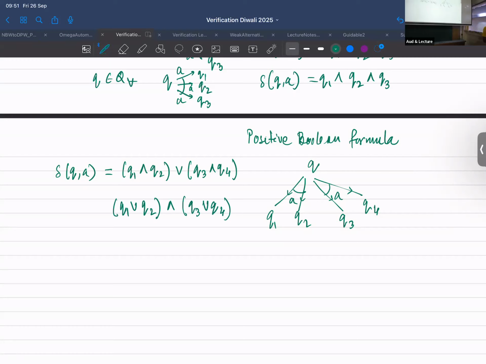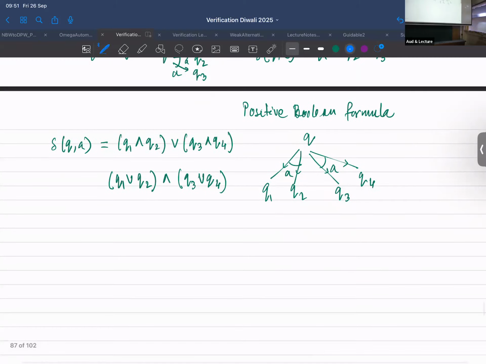These formulas are, in some sense, what we would call obligations. So this is the obligation for state Q, that on A, what it needs to do, how it needs to proceed further, right? That is the obligation for Q upon reading A. This is what it should be able to perform in order to accept further. Okay, so that's the thing.